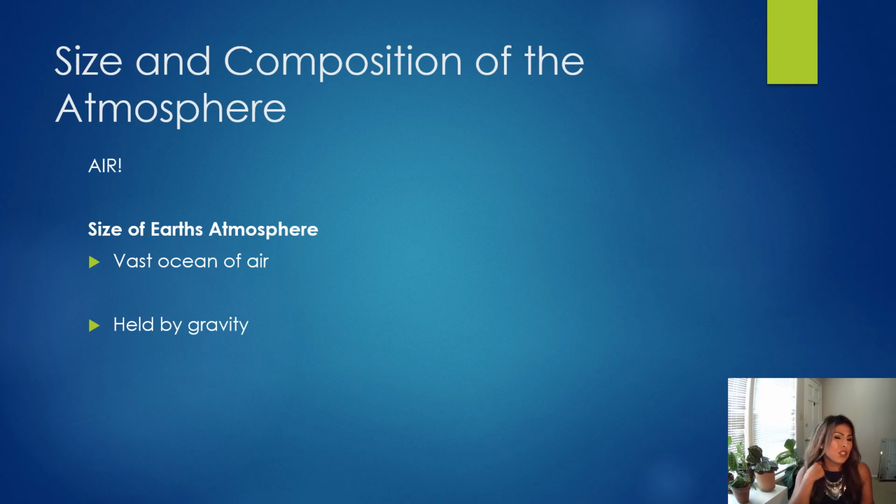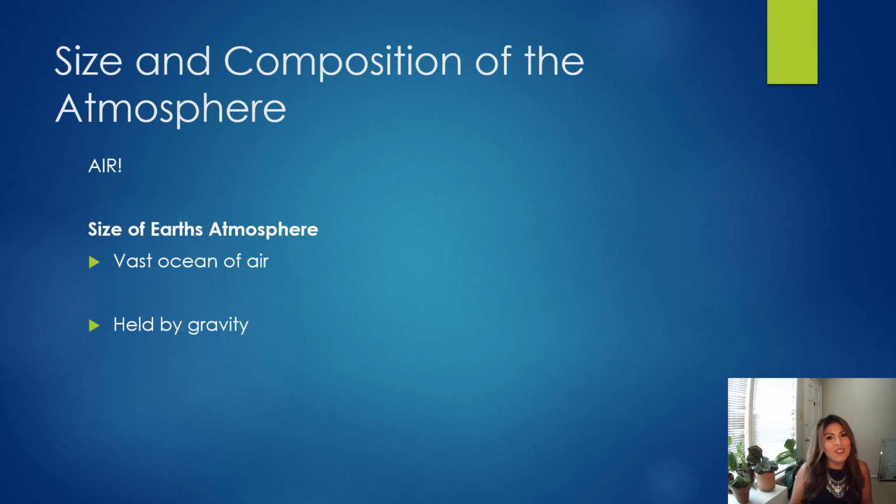Size and composition of the atmosphere. If I were to ask you, what does the atmosphere consist of? Well, most of you would say air. Yes, the atmosphere is made up of air, right? But what exactly is air? That's what we're going to look at today. There are different types of gases that make up our atmosphere and that make this planet a livable place, right? This is one of the unique portions of our planet that makes it livable.